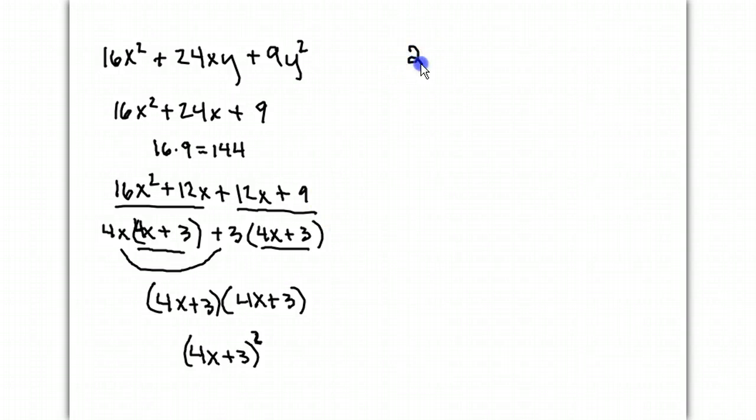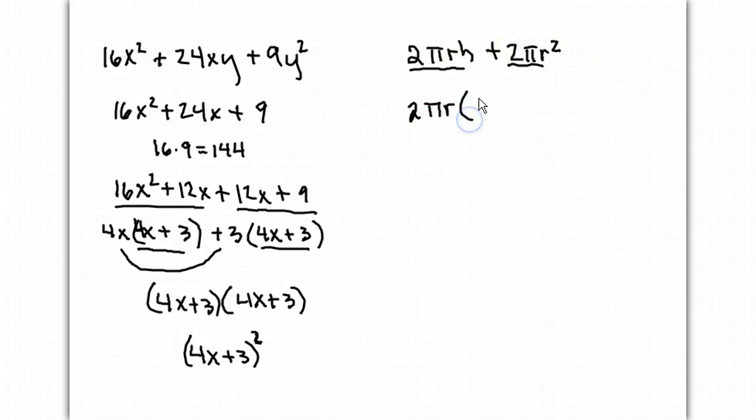What if we had a problem like 2 pi r h plus 2 pi r squared? Well, looking at this piece and this piece, they share 2 pi r. So I can pull a 2 pi r out. And what I'm left with is h plus r. And that's as far as you can go with this problem because it's already simplified in its simplest form.